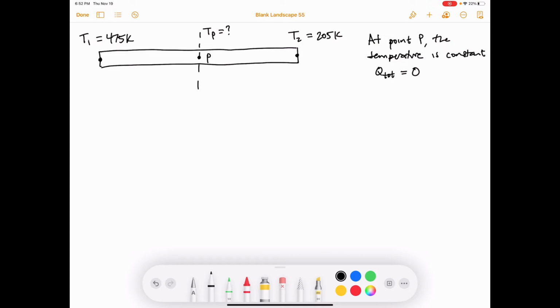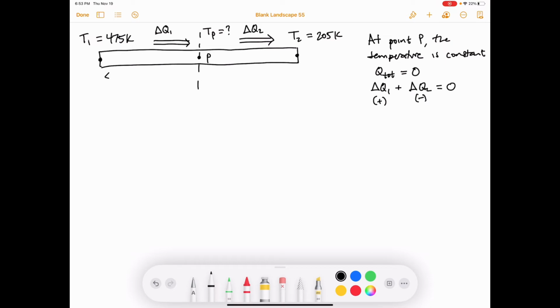So how do we think about that total heat? Well, there's going to be a positive heat flowing into that point coming from the left side, because the left side is a higher temperature. We're going to have delta Q1 coming in from the left. But since the right side is at a lower temperature, we're going to have a heat flowing out of that point to the right, which we'll call delta Q2. So the idea is delta Q1, which is positive, plus delta Q2, which is negative, sum to 0 such that the temperature at that point doesn't change.